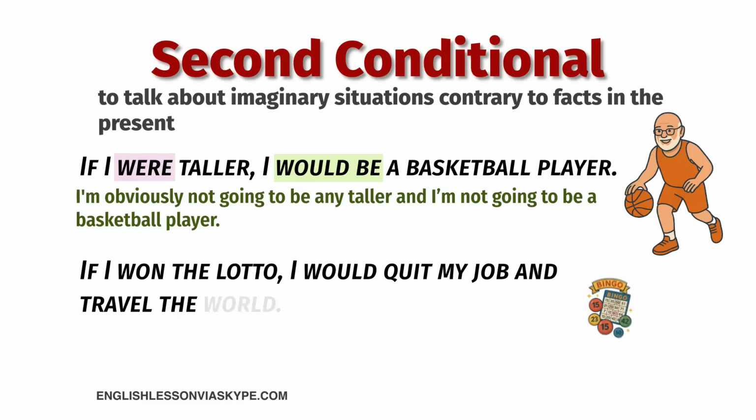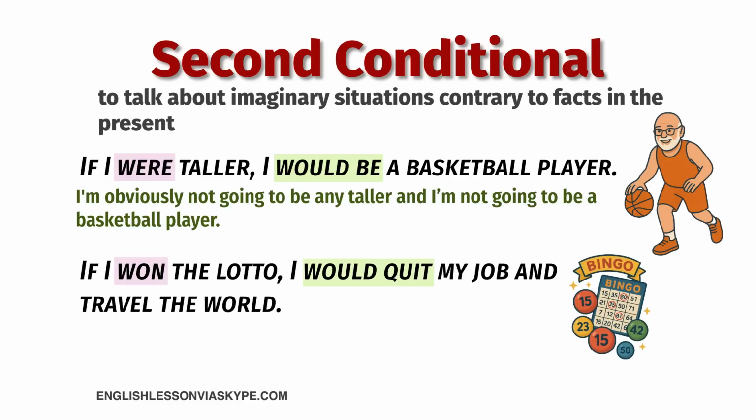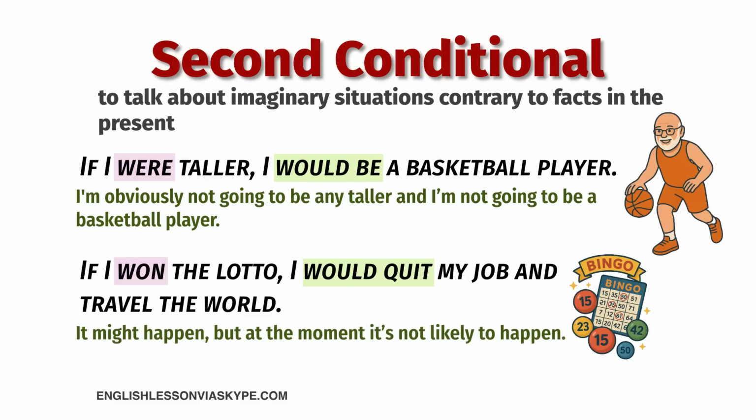If I won the lotto, I would quit my job and travel the world. I would visit Paris every week if I had lots of money. Okay, so these are all unreal situations. Now, there is a possibility that at one stage they just might happen, but at the moment they're not likely to happen. So we're using the second conditional to describe them.